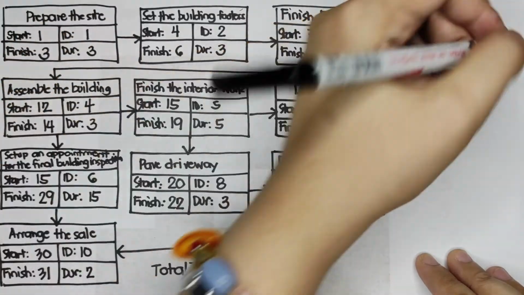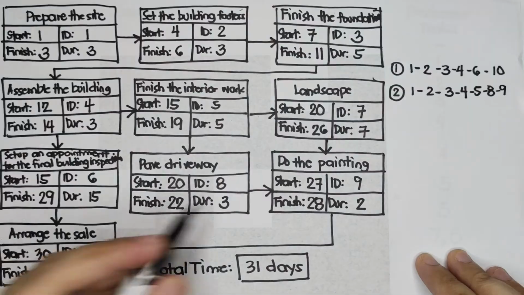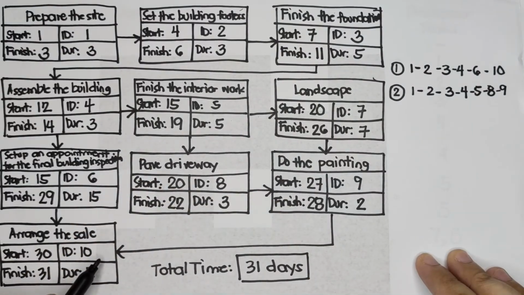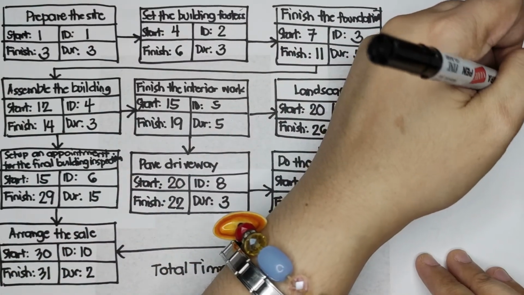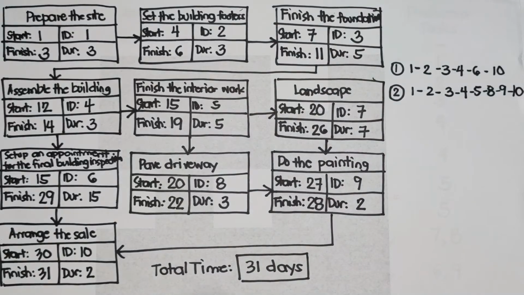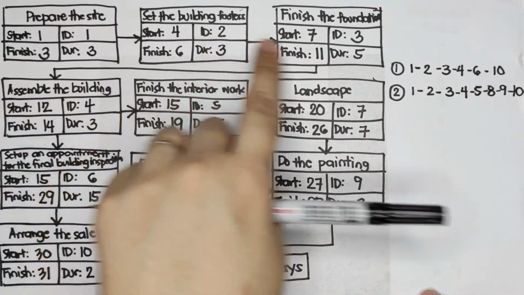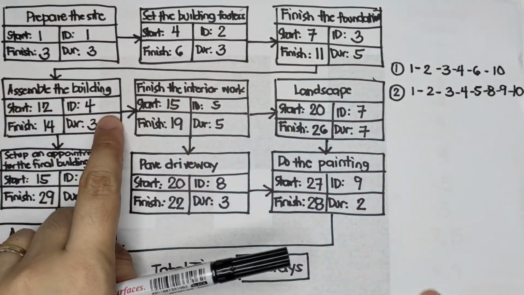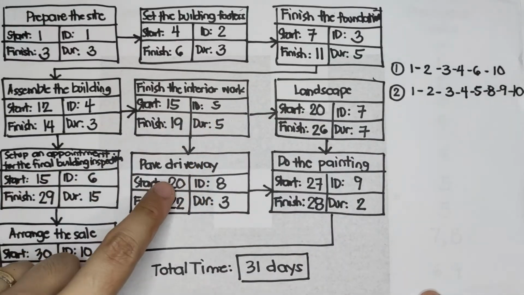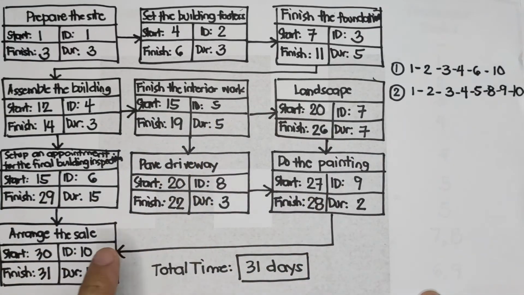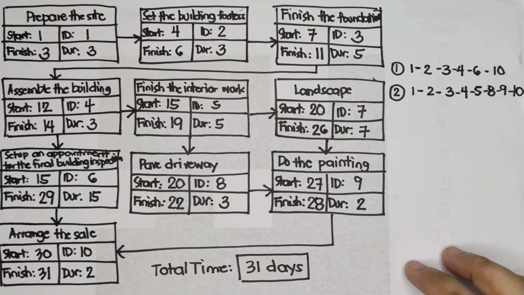5, 8, 9, and then 10. Okay, again, so let's check. 1, 2, 3, 4, 5, 8, 9, and 10. Okay, that's the second path.